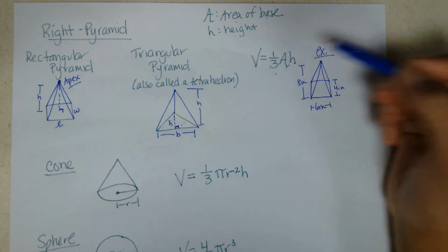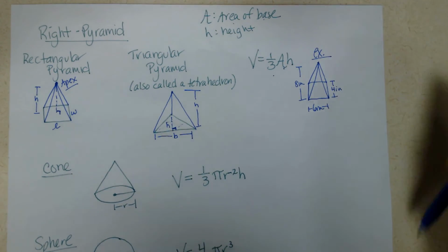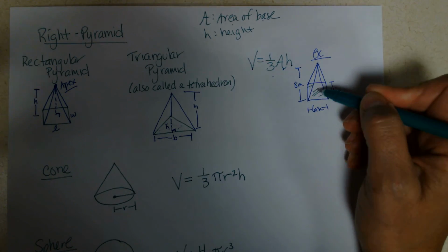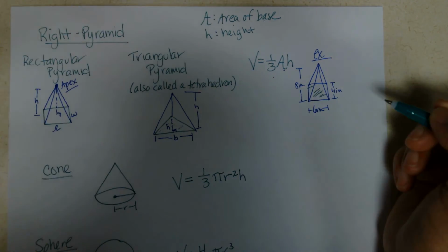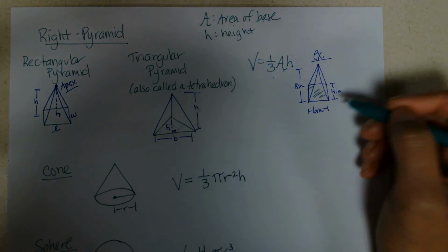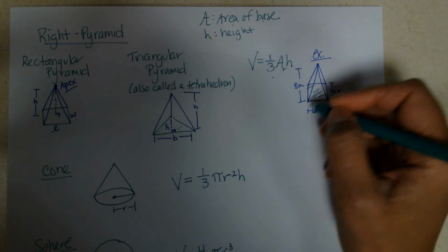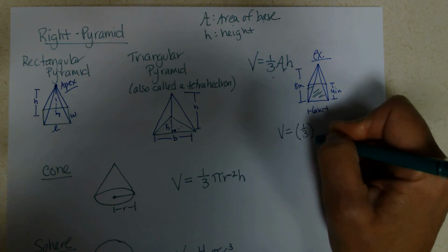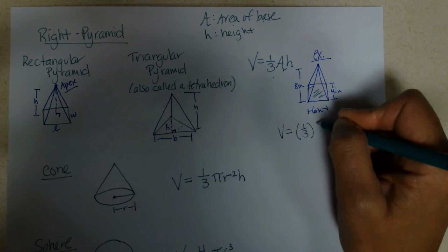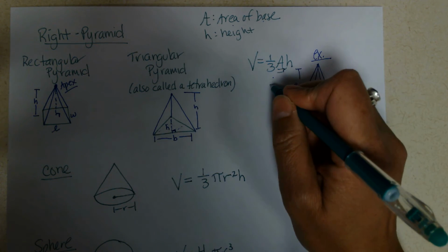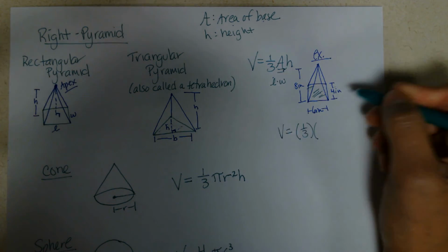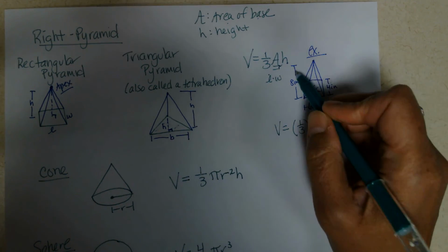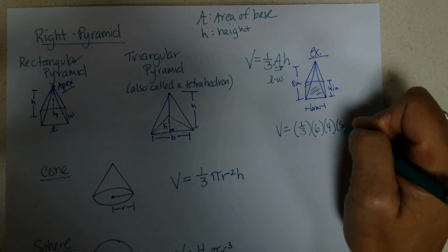All right. So now let's get our volume. So first we have to locate our base. Our base is this bottom piece. We only have one of them. This base is a rectangle. Yay! 6 times 4. So let's put that in. Volume equals 1/3. Notice I'm already putting parentheses around it. Times area of our base. Area is length times width because we have a rectangle. So 6 times 4. And then times the height of our pyramid, which is 8.